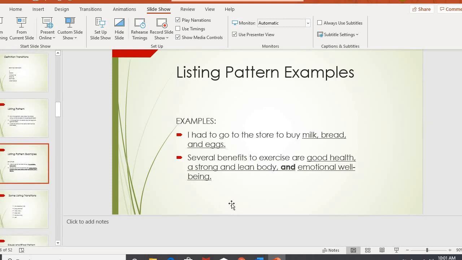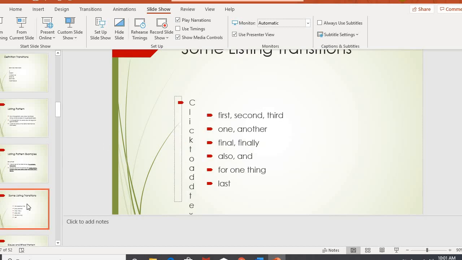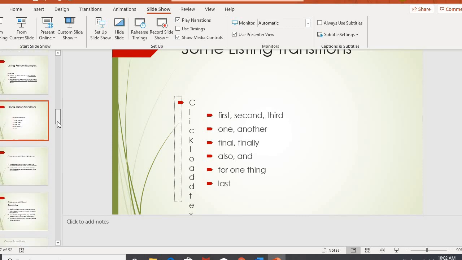So here are some examples. I had to go buy milk, comma, bread, comma, eggs. Several benefits to exercise are good health, comma, strong and lean body, comma. Notice that in a list, you're going to see a lot of commas. So it lets you know that they are making a list. Now, in addition to the commas, they might say things like first, finally, also, to let you know that they're organizing their list maybe or helping you see the ideas in the list. So that is the listing pattern.